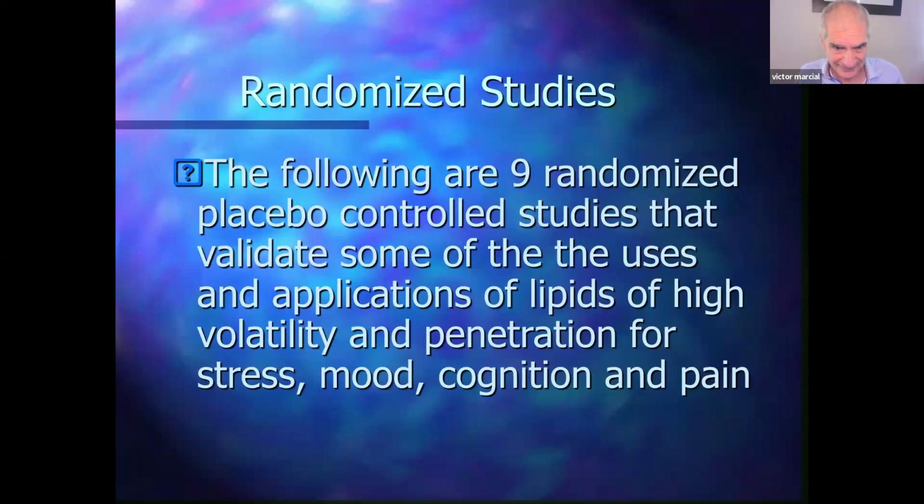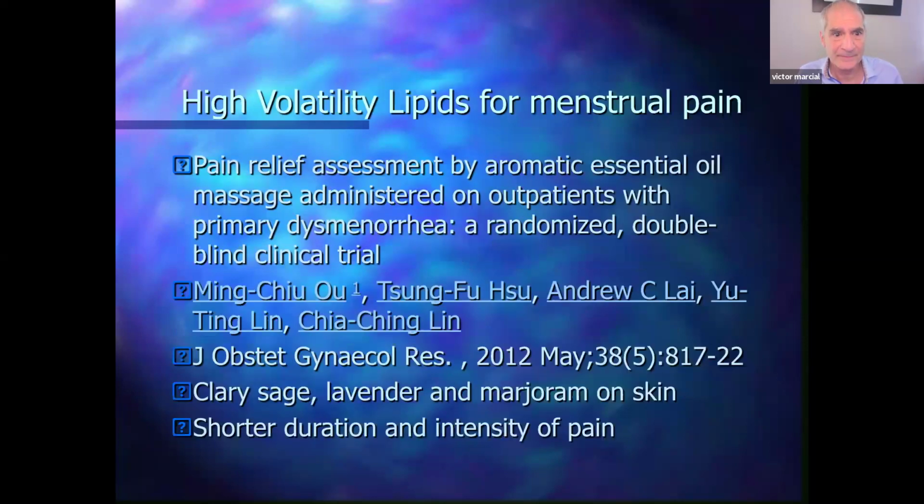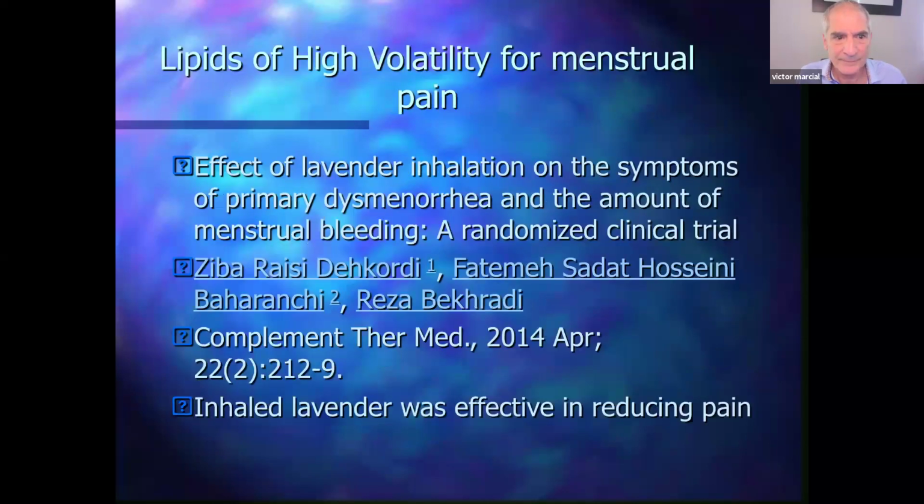There are some randomized studies I will present that validate these uses and applications. For example, just by inhaling oil, there was a relief in pain in patients with menstrual pain. Of course, it can also be applied on the skin for a direct effect, but this was just by inhalation. Also, another controlled study showed that inhaled lavender was effective in reducing pain in patients with menstrual bleeding.